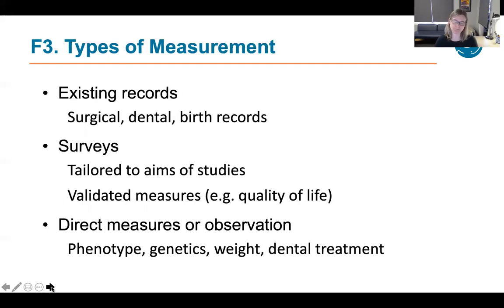We can measure it. So what do we measure in these studies? You can measure all sorts of things. We can use existing records, which is often the case: surgical records, dental records, birth records. We can use surveys that are tailored to the aims of the study, which is most common in prospective cohort studies. And we can use validated instruments, such as quality of life measures that have really good evidence that they measure what we think they're measuring. Direct measures such as phenotype, genetics, weight, and dental treatment are other important factors that we can consider and measure.